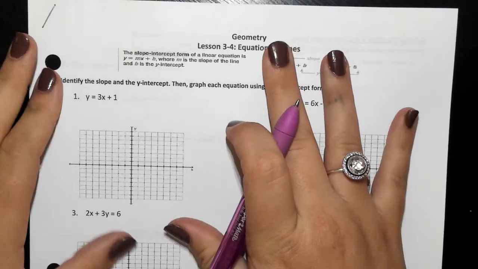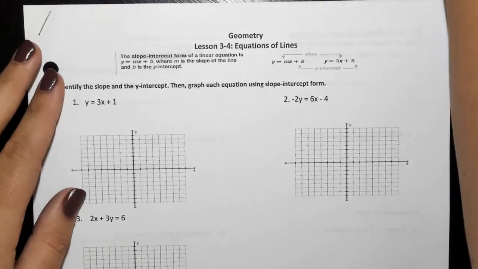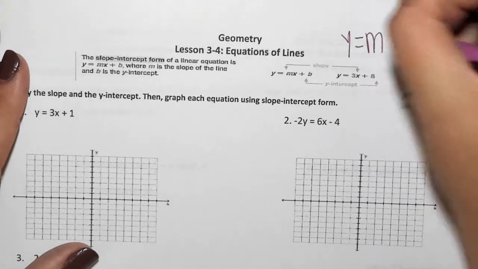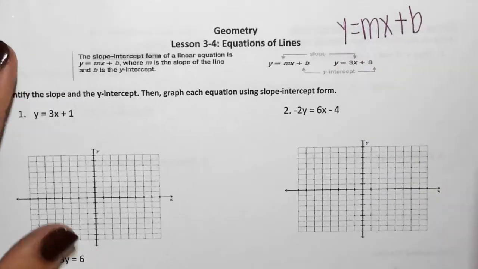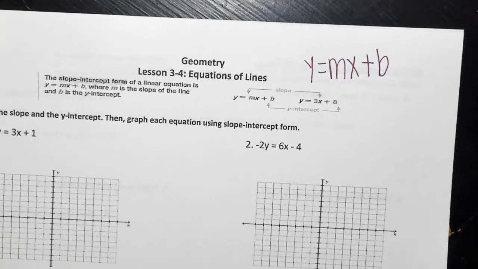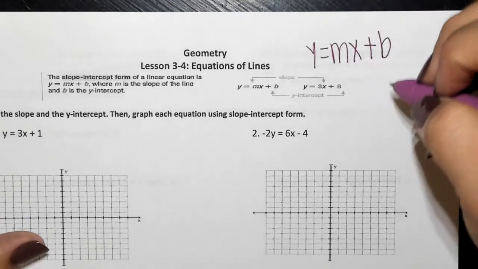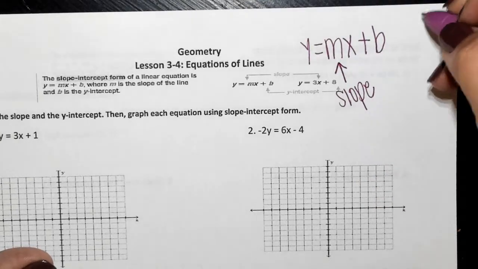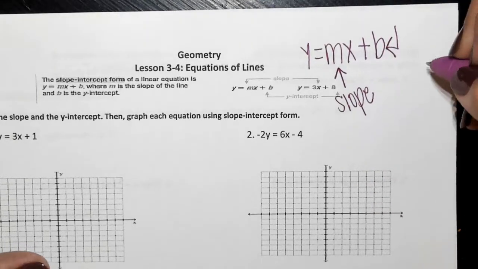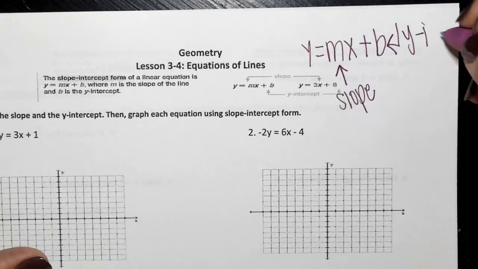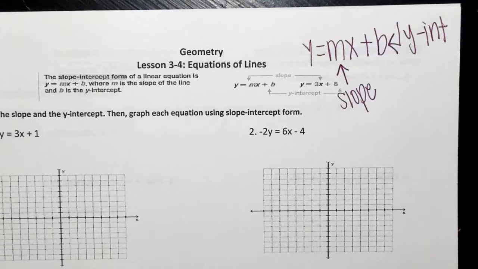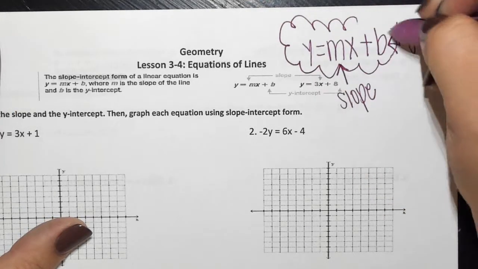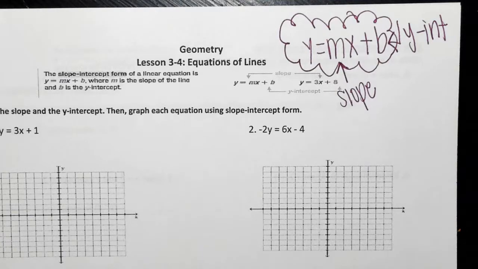So last year in Algebra 1, you learned how to graph equations of lines. Do you remember this formula? Yes, I do. Slope-intercept. This is in slope-intercept form. Your M stands for your slope, and your B stands for your y-intercept. Okay, you need to memorize slope-intercept form. Y equals mx plus b.